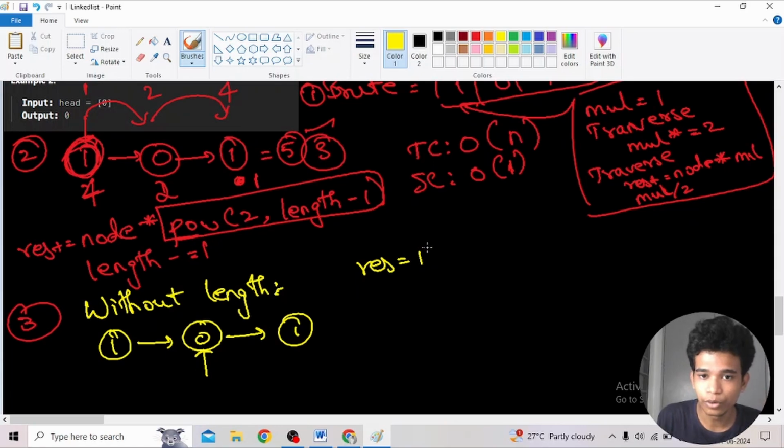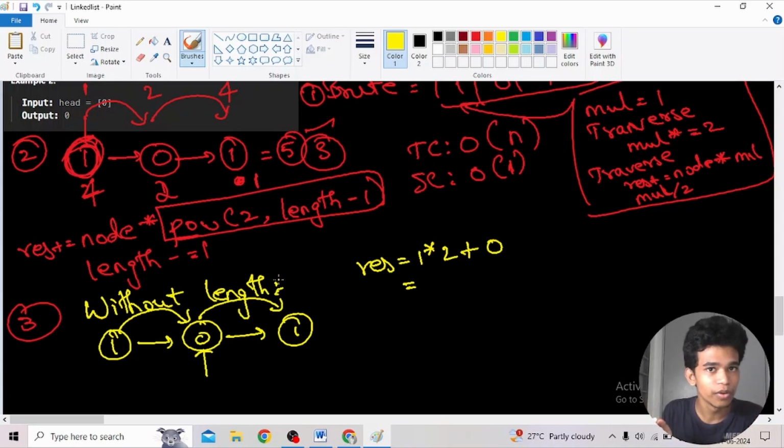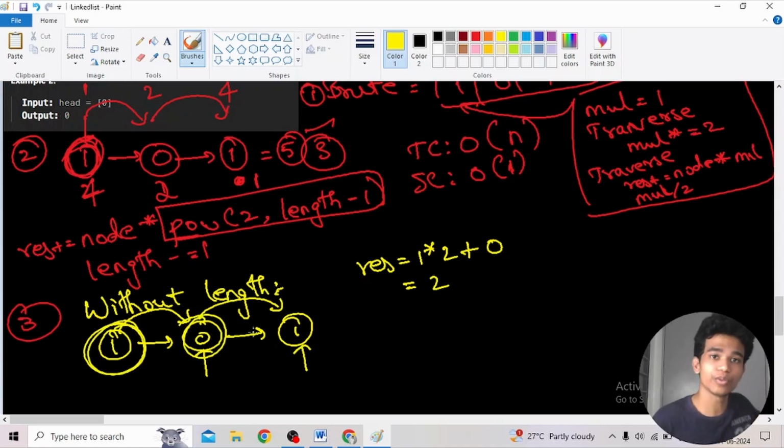So I will do 2 into 2 plus 0. Can you understand why I have done this 2, right? Because whenever we are shifting towards this side, each and every time a multiplication of 2 will make this my next value. Okay, now it will be what? 2. Again come here. When you are coming here, this 1 and this 0 will be shifted one time in the left side, right? Shifted one time in the left side.